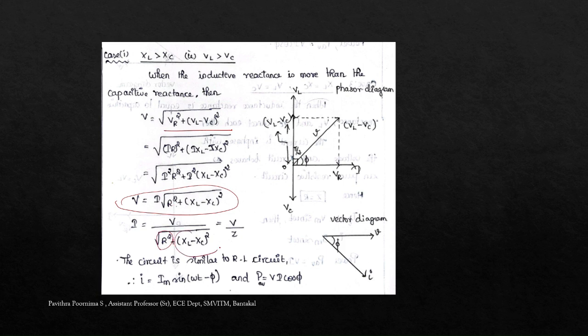Impedance is a combination of resistance and reactance. The circuit is similar to the RL circuit, meaning it behaves as a RL circuit if XL is greater than XC. And V equal to Vm sin omega t, I equal to Im sin omega t minus phi, because the inductor lags. The average power in a RL combination we get as VI cos phi, and even the phasor diagram will be the same. So this is the phasor diagram of RL.